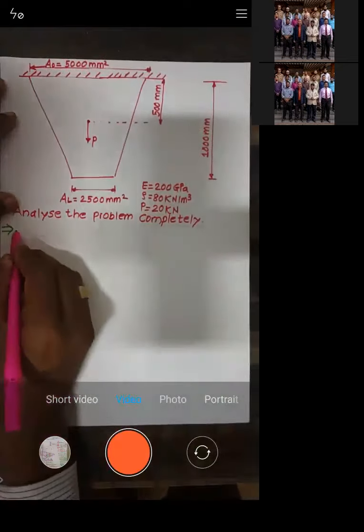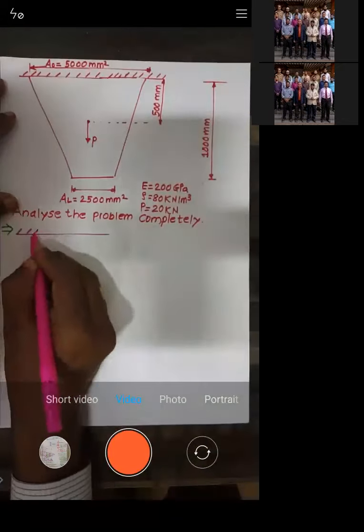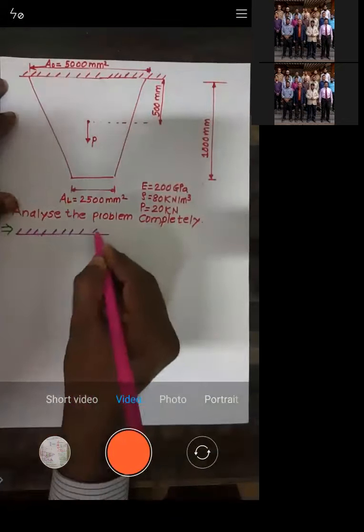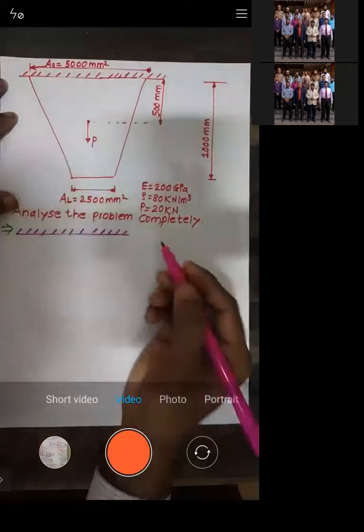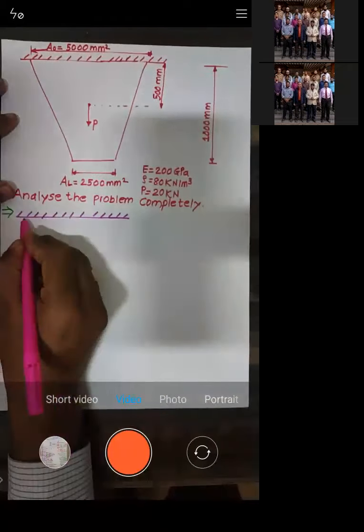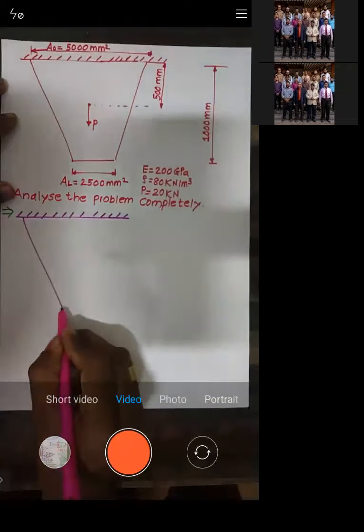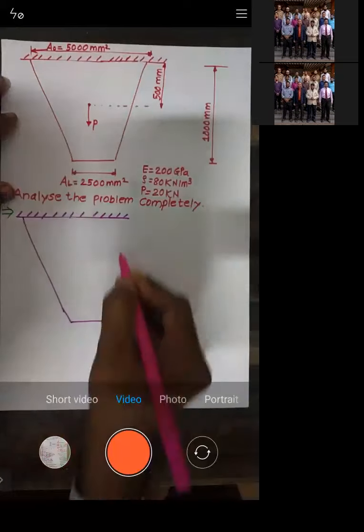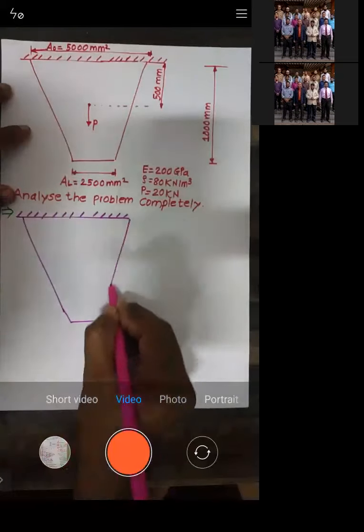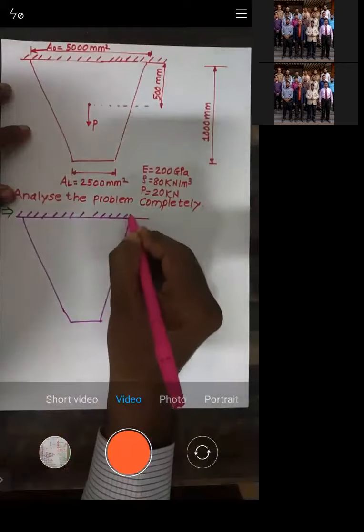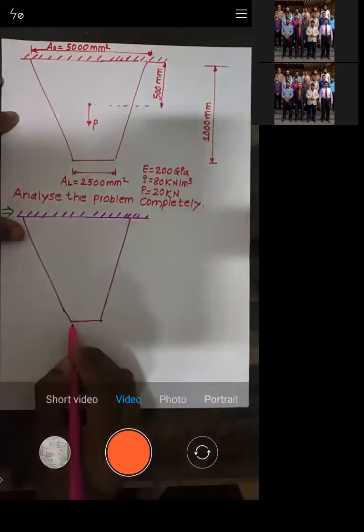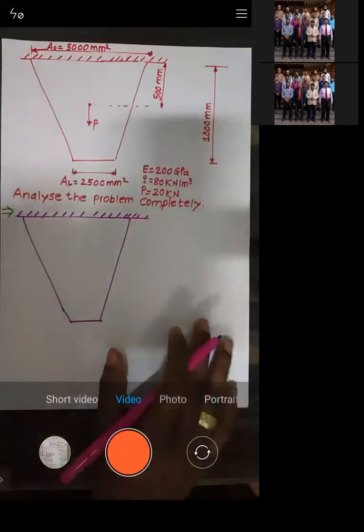So let's consider, this is a fixed support. To this fixed support, this is the bar which is attached. I'm drawing a somewhat larger diagram so that everybody should be able to understand. So this is a tapered bar.